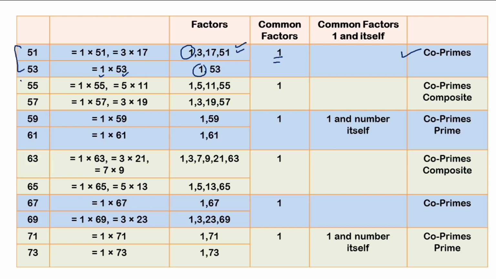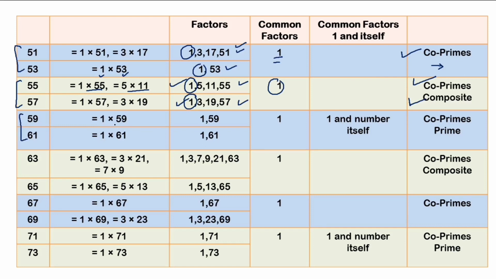Next pair is 55 and 57. 55 we can write as 5 into 11. Factors are 1, 5, 11, 55. Similarly, 57, factors are 1, 3, 19 and 57. So common factor is 1 only. So this is a co-prime pair. Also both the terms are having more than two factors, so we can write it as composite. In the previous pair one number was prime, so we have not written composite because the pair was not composite, only one term was a composite number. Here both are composite, so it is a composite pair. Now next pair is 59 and 61.